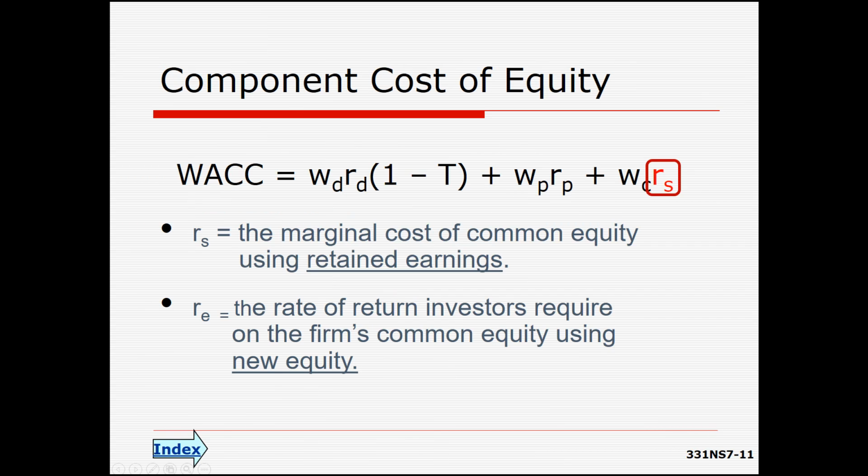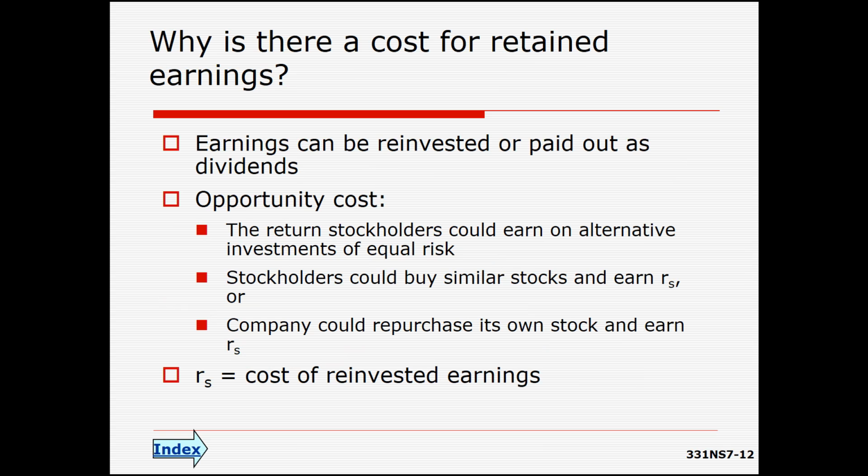The last component cost of capital, equity. Equity can come from two sources. Rs is the cost of retained earnings. Re is the cost of new equity. Recall that retained earnings belong to the shareholders. They just aren't paid out as dividends, but retained to reinvest in the firm. Retained earnings have an opportunity cost. If it had been paid out, the shareholders could have earned a return on it, or the firm could have repurchased their own stock and earned the return. So retained earnings are not free money. They're easy, but they're not free.